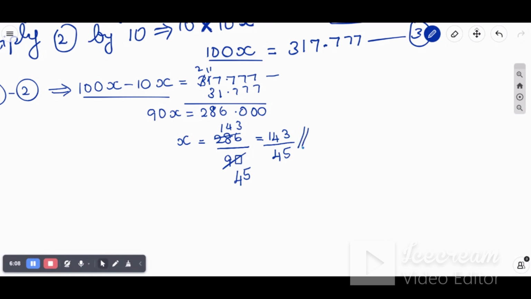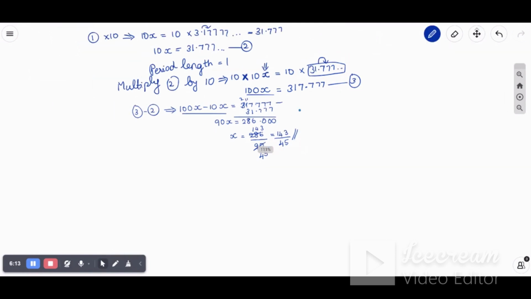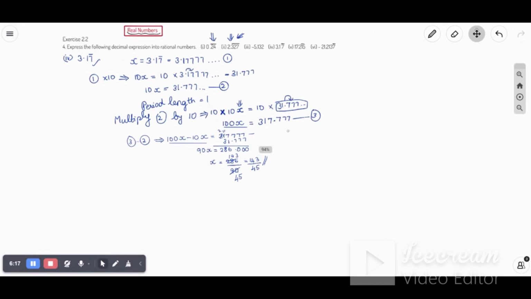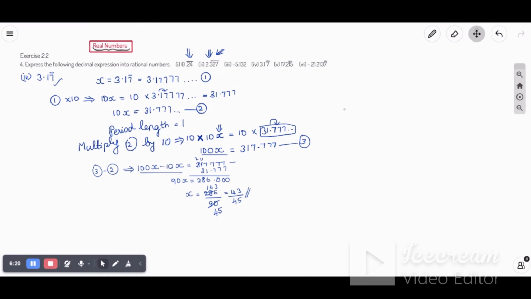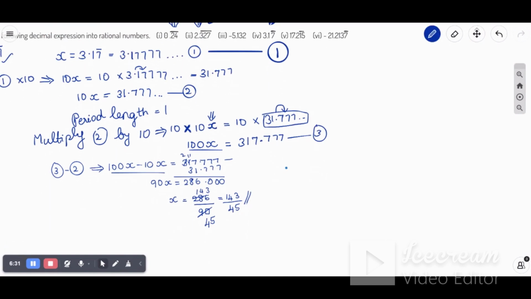So let us stop it here. So now what we have got, our x is equal to 143 by 45. So we have to end up your answer here. x is equal to 143 by 45. What we have taken as x here? In the first equation, we have taken our x as your question, 3.17. So the answer will be, you can write it as 3.17 recurring is equal to 143 by 45. Okay.